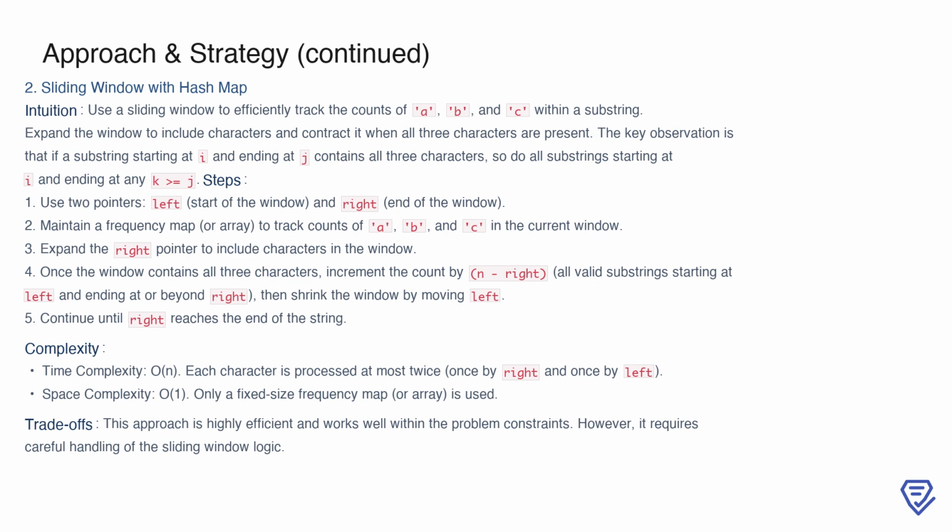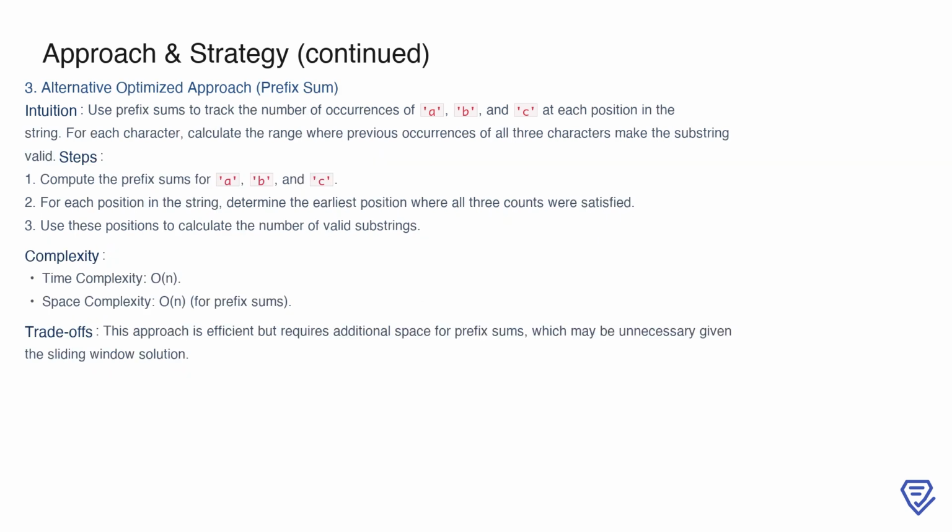Additionally, it uses constant space, making it an excellent choice for large inputs. However, it requires precise handling of the pointers and frequency map to ensure correctness. An alternative optimized approach involves using prefix sums to solve the problem.